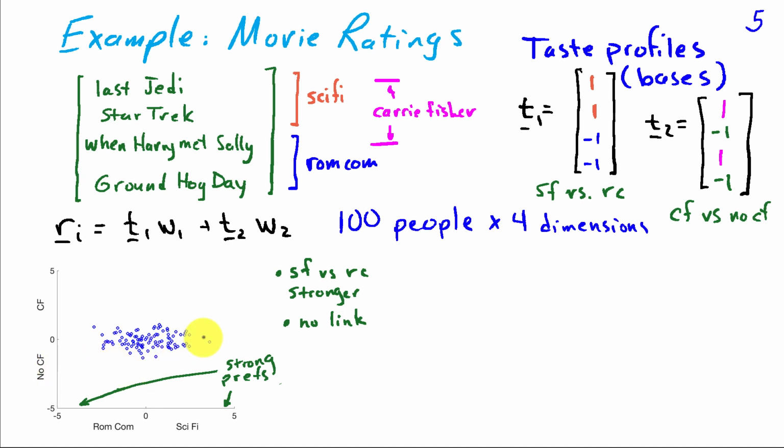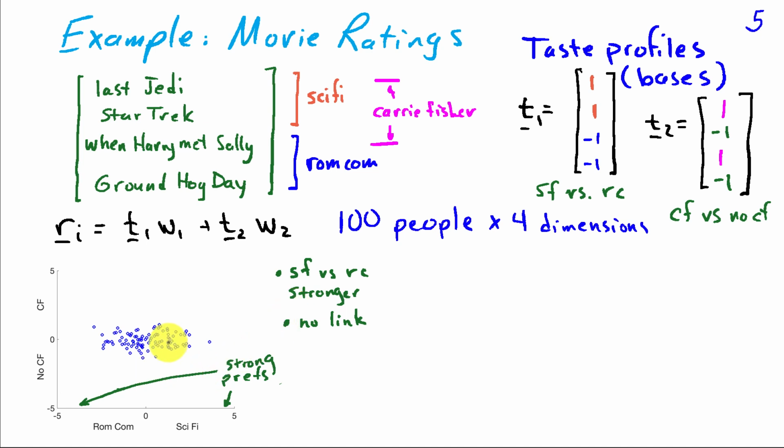So if the data for our 100 people that we sampled happen to look like this, you'd conclude, because the spread along the sci-fi romantic comedy axis is much greater than the spread along the Carrie Fisher axis, that in general the population that you surveyed has much stronger preferences for sci-fi versus romantic comedies than they do for Carrie Fisher or non-Carrie Fisher movies.